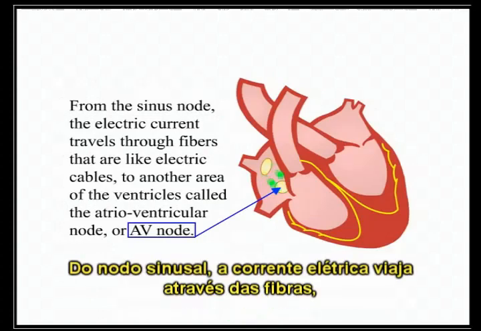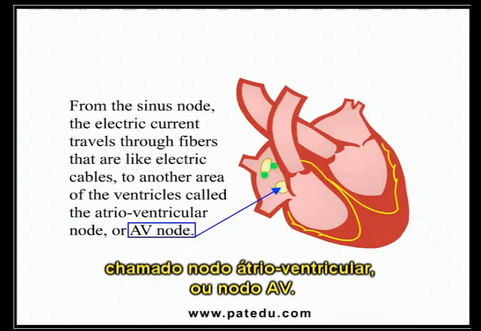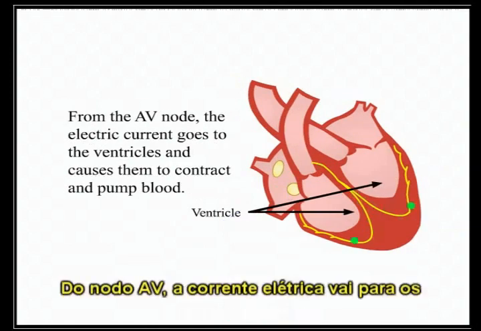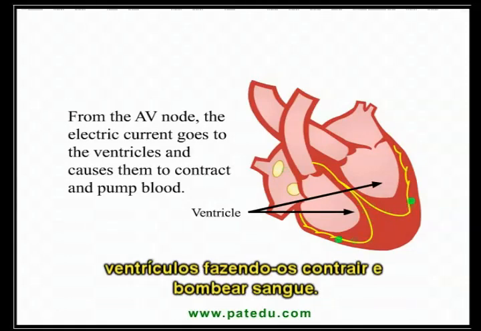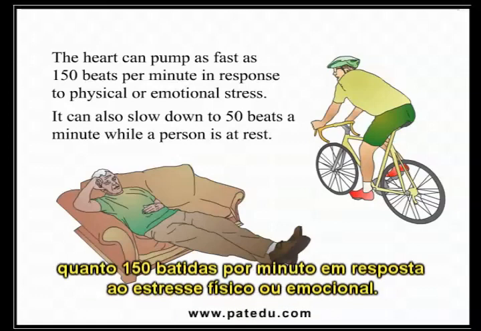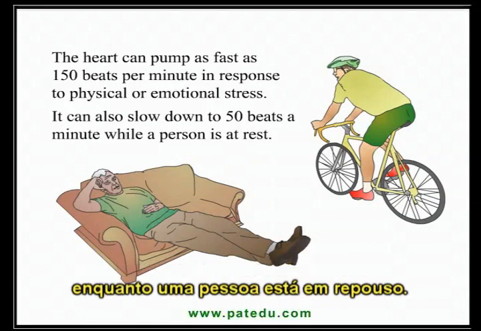From the sinus node, the electric current travels through fibers that are like electric cables to another area of the ventricles called the atrioventricular node, or AV node. From the AV node, the electric current goes to the ventricles and causes them to contract and pump blood. The heart can pump as fast as 150 beats per minute in response to physical or emotional stress. It can also slow down to 50 beats a minute while a person is at rest.